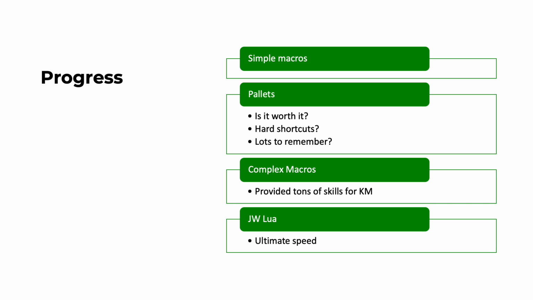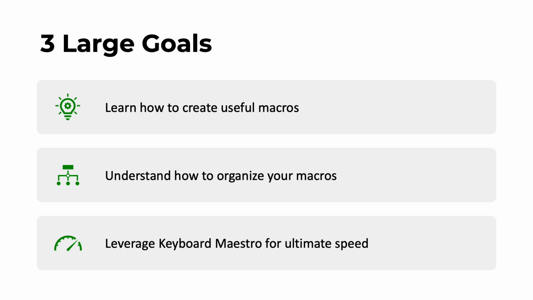Then we went on to more complex macros that provided you a ton of skills for how you can actually use Keyboard Maestro. And so from here on out, you can pretty much use Keyboard Maestro for any situation you come up with. And finally, we looked at how you can utilize JW Lua with Keyboard Maestro to literally get the ultimate speed out of Finale. And really at this point, we've actually covered the three large goals for the course. We've learned how to create very useful macros, we've learned how to organize these macros in a meaningful and logical way, and we've learned how to leverage Keyboard Maestro for ultimate speed in Finale.